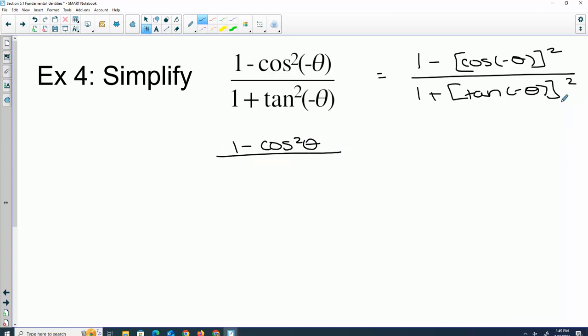Now tangent is odd. So that means the negative gets pulled out in front. But it's still squared. What happens if you square a negative? Goes away, becomes a positive. So this turns into 1 minus cosine squared theta over 1 plus tangent squared theta.